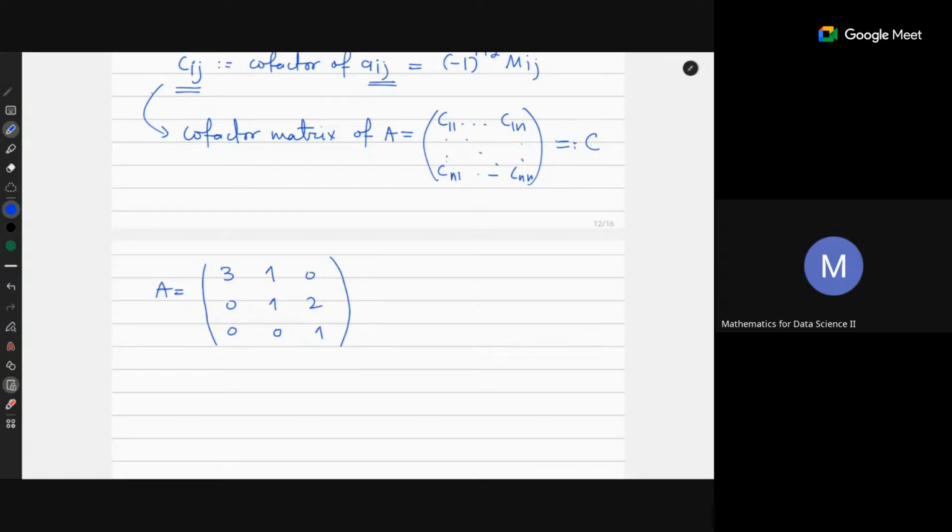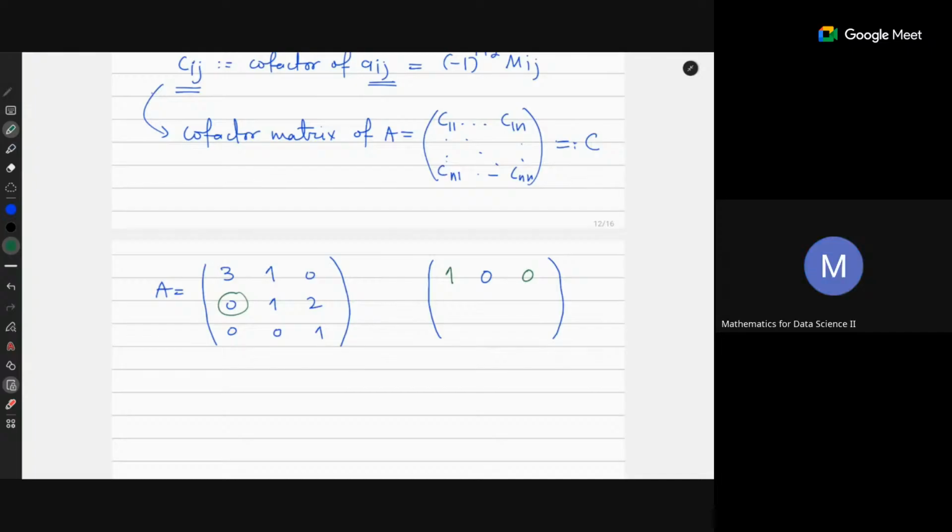Now, what is the cofactor? Let me write down the cofactor of each entry in the respective place. What is the cofactor of 3? Can anyone tell me the cofactor of 3? 1. And what about the cofactor of the 1, 2 entry? 0. Right. And what about the next entry? Cofactor of 0, it is 0 again. And the 2, 1 cofactor.